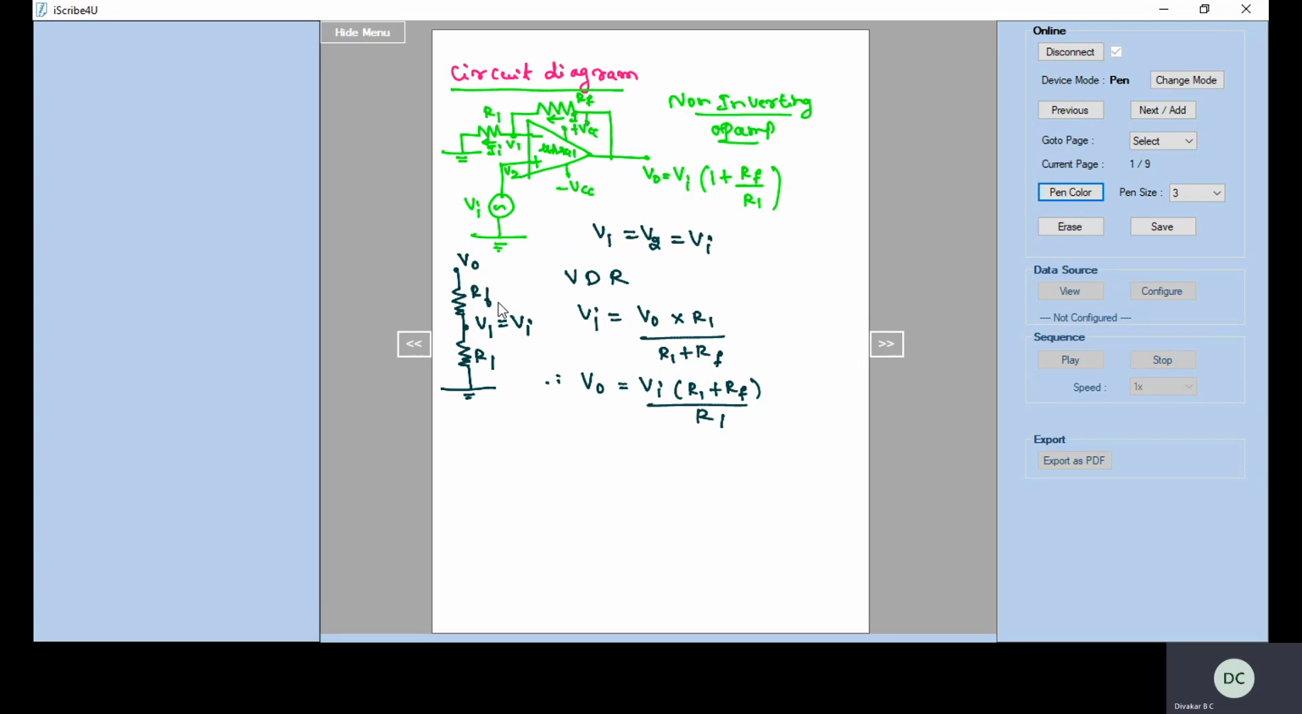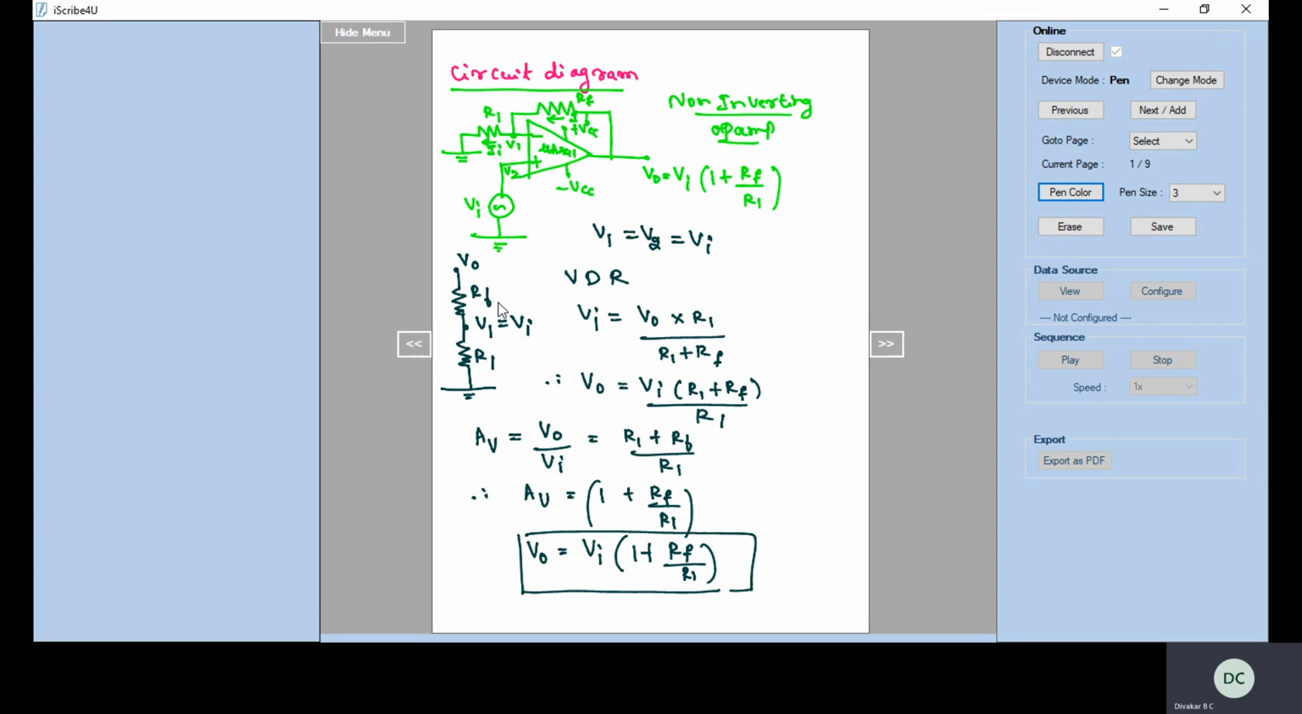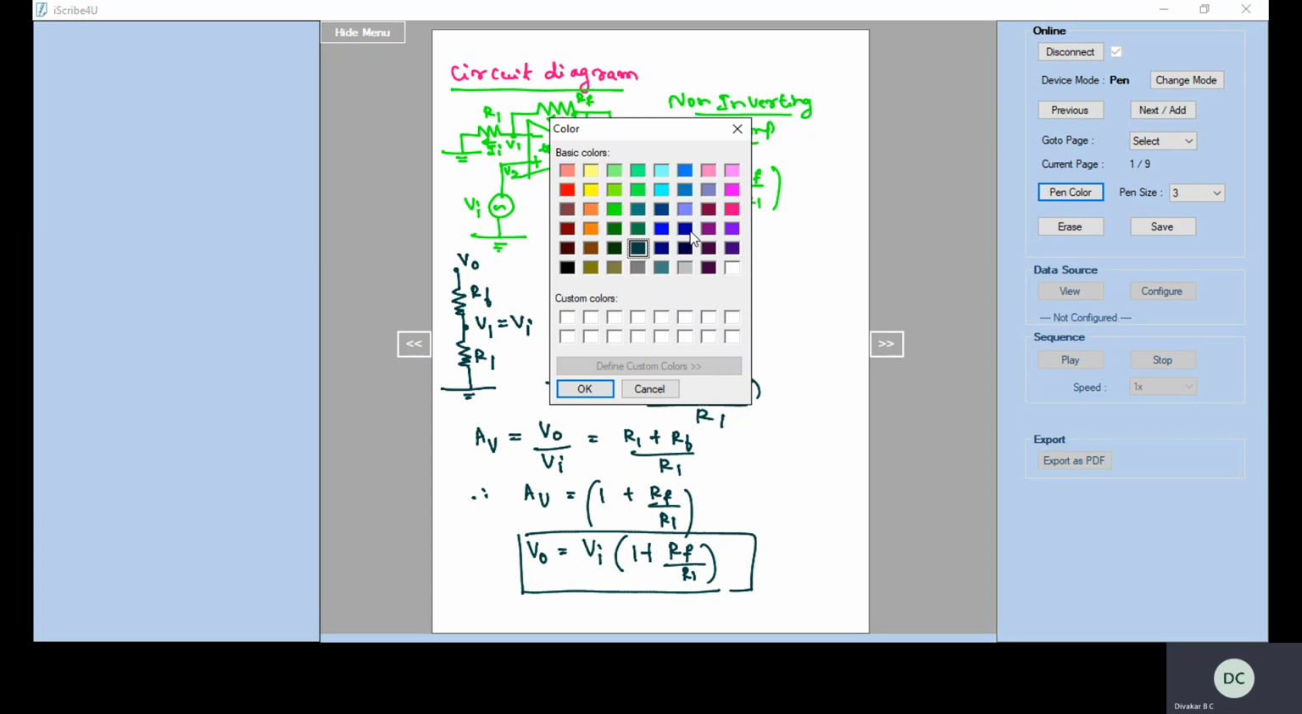So our aim is to find the voltage gain. Voltage gain is defined as the ratio of output by input, that is (R1 plus RF) by R1. So therefore you can write AV is equal to 1 plus RF by R1. So V0 is equal to Vi into (1 plus RF by R1). So this is the output voltage expression for the non-inverting operational amplifier.